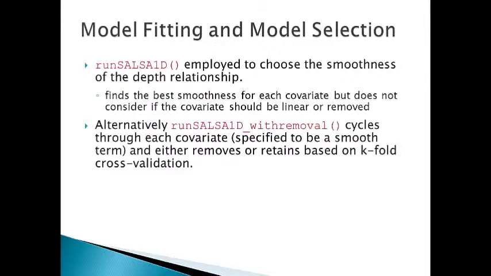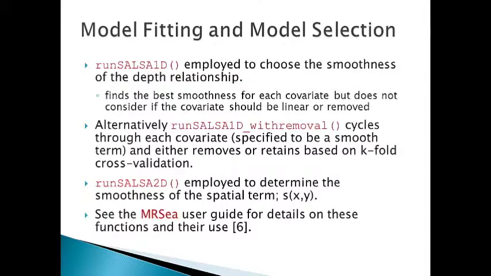Then you get onto the two-dimensional side of things. So we have a smooth term of space, and we have another function called runSALSA2D, which looks at the smoothness of that particular spatial term. And we have a user guide. So on the CREEM website and the software pages, all of this stuff sits. So there's a package available for Mac users, Windows users, there's a user guide, and then there's all of the guidance documents that went along with the contract that we did for Marine Scotland as well.